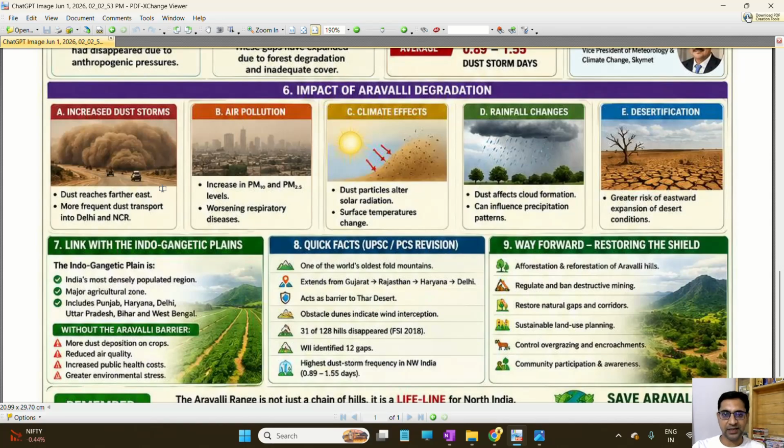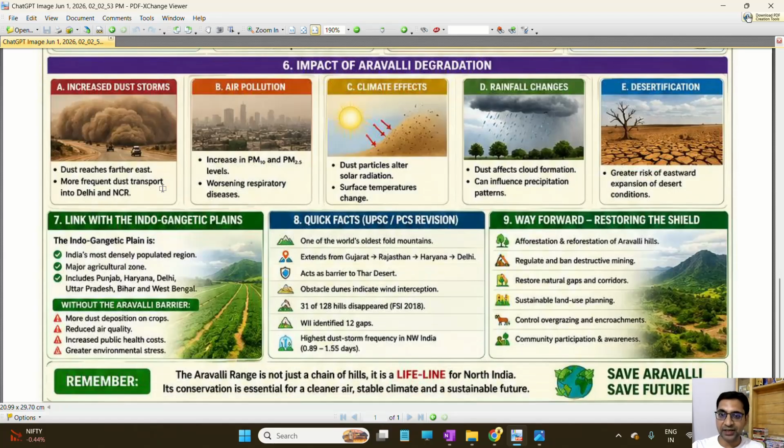Now, what is the impact of Aravalli degradation? What happens if it degrades? There is increased dust storm, and dust reaches farther east. There will be more frequent dust transport into Delhi and NCR. There will be a lot of air pollution, with an increase in particulate matter 10 and particulate matter 2.5 levels. Again, it will worsen respiratory diseases. Climate effects: dust particles alter solar radiation, and surface temperature keeps changing. Rainfall patterns also change. Dust affects cloud formation, which can influence the precipitation pattern.